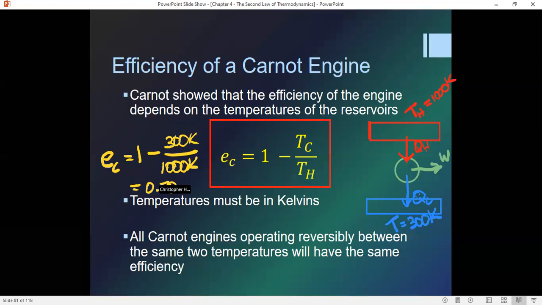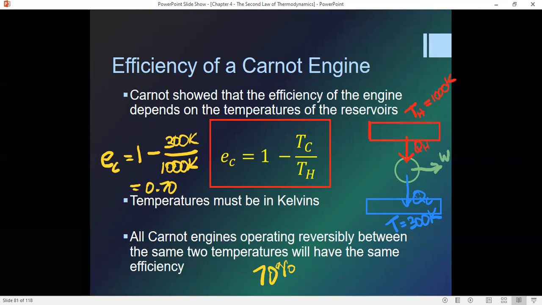So that's a pretty good efficiency. 0.7 is 70% efficient, okay? I'd be happy with that, okay? I get 70 joules out of every 100 joules I put into it. That's perfect, okay? Especially when we consider that the best the human body can do is about 20% efficiency.